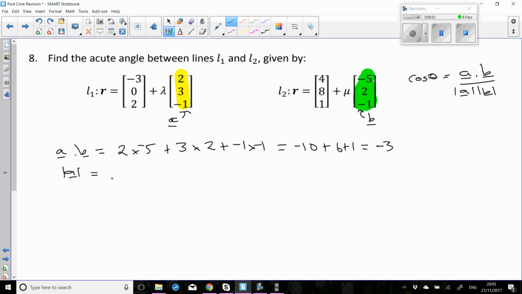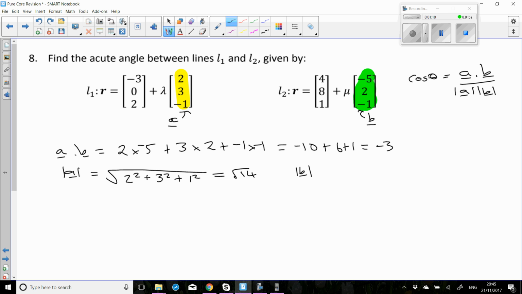Then I want the magnitude of A, so this is just the length of the vector, which we do using Pythagoras. You should have seen Pythagoras in 3D is just square each number and square root the whole lot, like 2D, but just an extra number. So that's the root of 4 plus 9 plus 1.